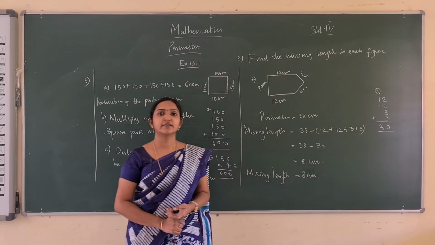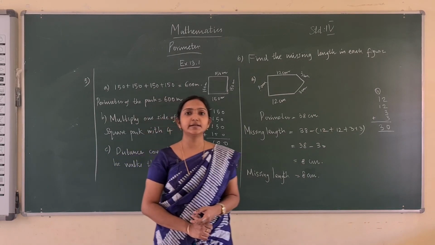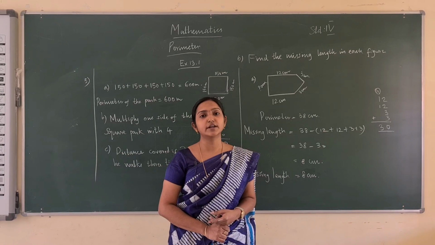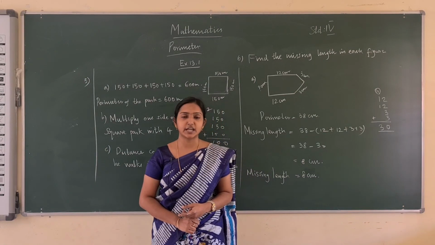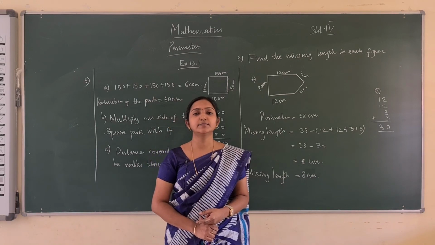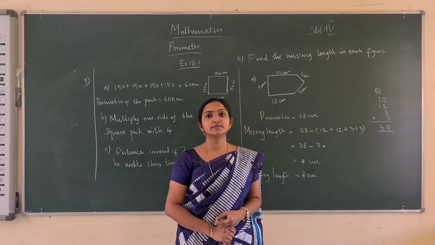In today's class, we have learnt about perimeter, how to find the perimeter of regular or irregular shapes using the square grid, and solved exercise 13.1. The remaining problems will be homework for you.